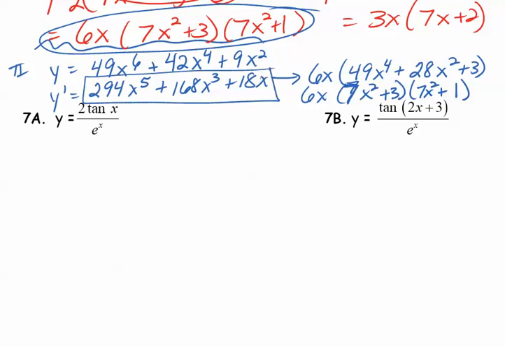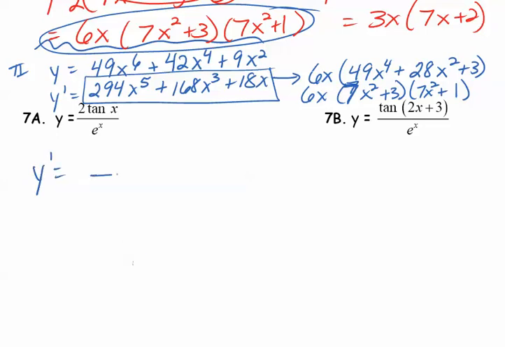All right, and question 7. Which one requires a chain rule? Here I just have a 1x inside the tangent function, but here we have a linear function inside the tangent function. Both of them require a quotient rule.